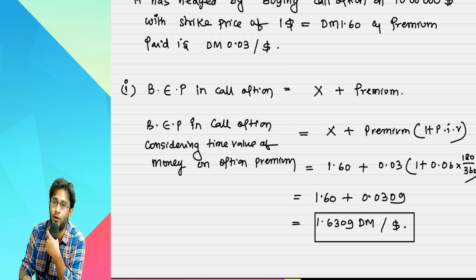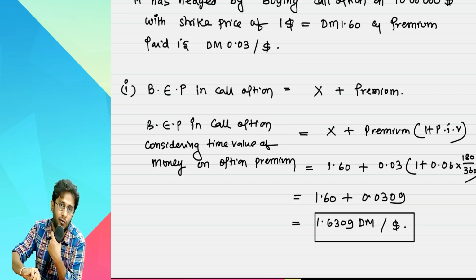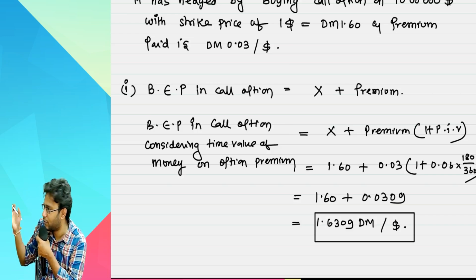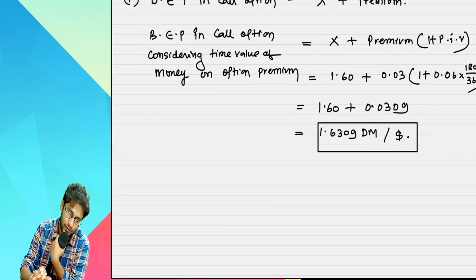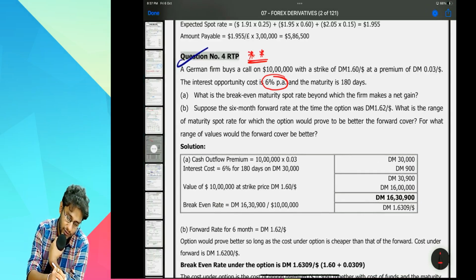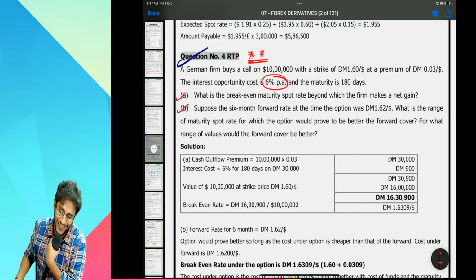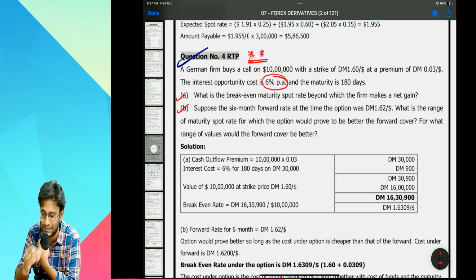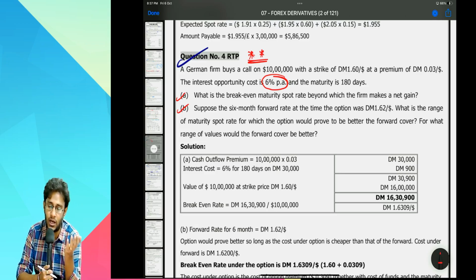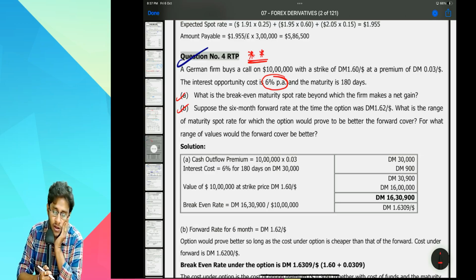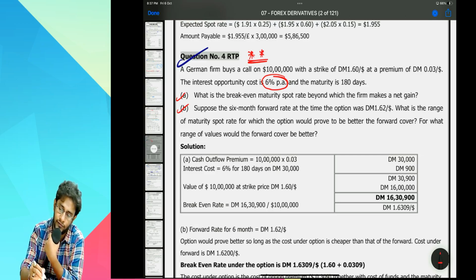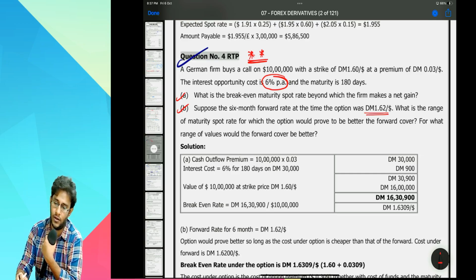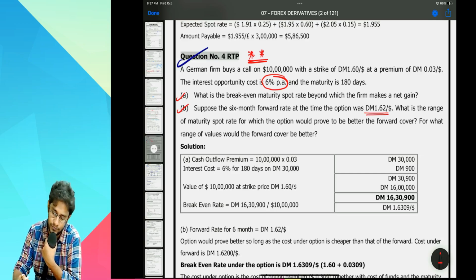The second bit he will make you use. For that, the first bit he is preparing you, but he is preparing you in a very different way. This is break-even price, but the answer will come later on. Anyway, you act innocent. B point. Suppose the 6-month forward rate at the time the option was bought is DM 1.62 per dollar. So one is option hedging. The other one is forward contract hedging. If you select forward contract hedging, this is the forward rate. Always forward rate is simple, small, easy.